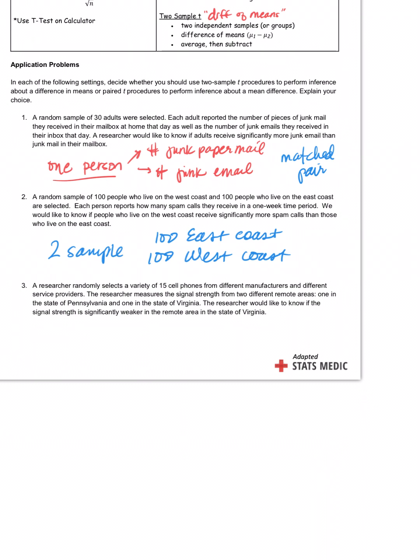I think it's matched pair. Why do you think it's matched pair? Because one cell phone is providing data for signal strength for Pennsylvania and Virginia, so you're testing each phone in both locations. Do you see it? So each phone is going to give a signal strength from Pennsylvania and give a signal strength from Virginia. They're wondering if Virginia is weaker. Okay?